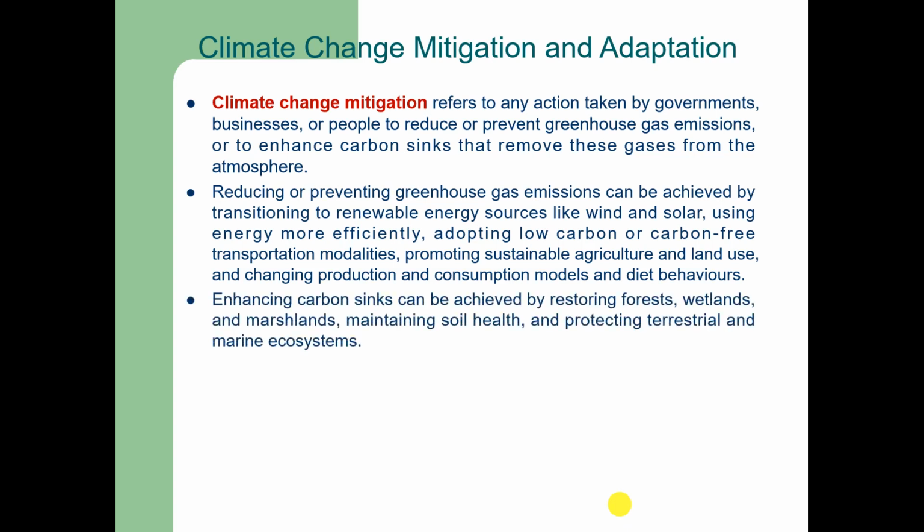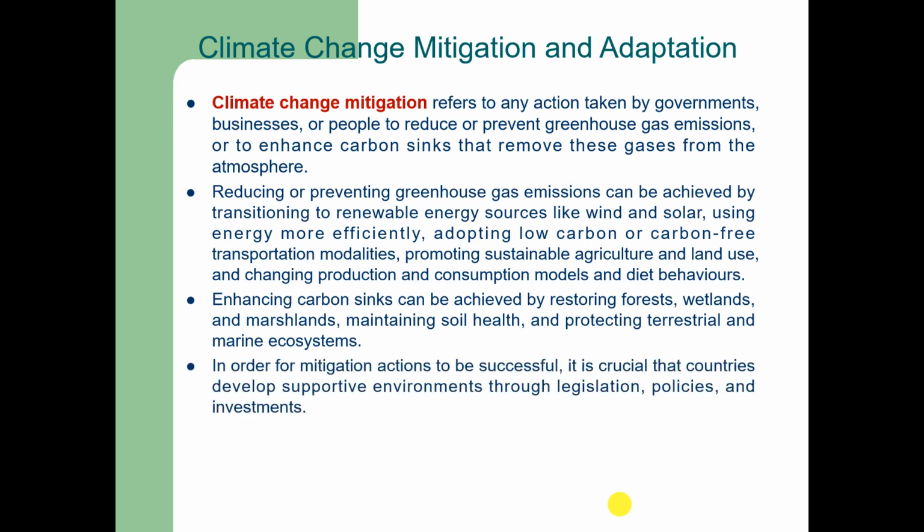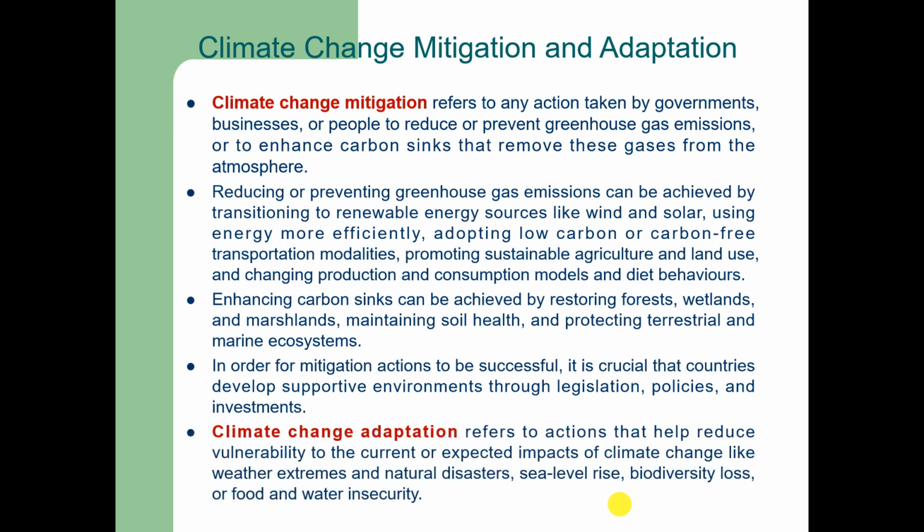Enhancing carbon sinks can also be achieved by restoring forests, wetlands, and marshlands, maintaining soil health, and protecting terrestrial and marine ecosystems. In order for mitigation actions to be successful, it is important that countries develop supportive environments through legislation, policies, and investments. Climate change adaptation refers to actions that help reduce vulnerability to the current or expected impacts of climate change, like weather extremes and natural disasters, sea level rise, biodiversity loss, and food and water insecurity, etc.